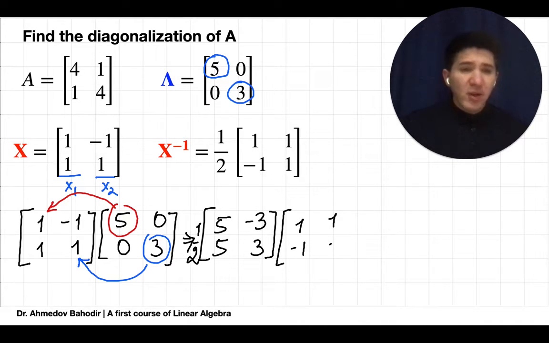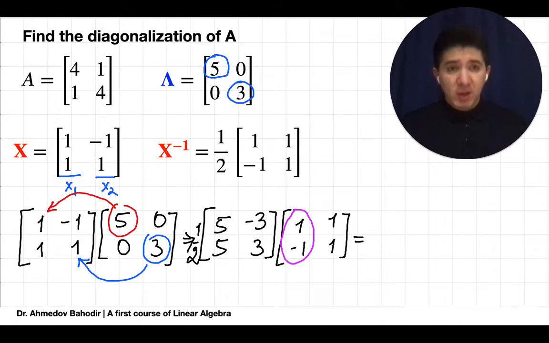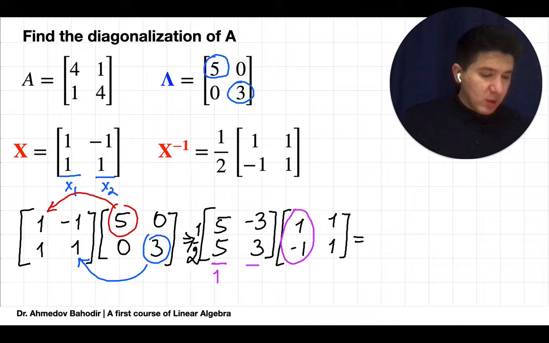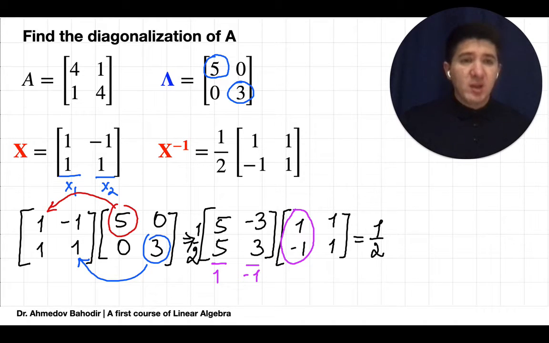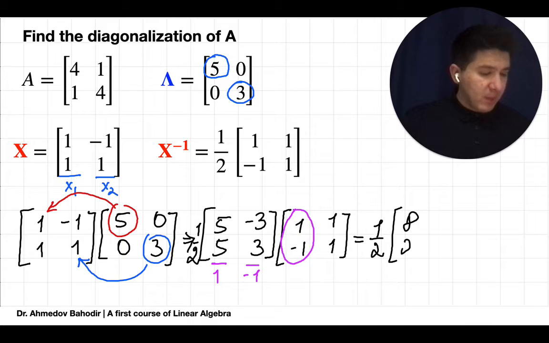There are different ways to multiply two matrices. I would like to multiply these two matrices as linear combinations of the columns of the first matrix. The entries of this column are used as the coefficients of the linear combination. So the first column is multiplied by 1, and the second column is multiplied by minus 1. It means I just need to subtract the second column from the first one. If you subtract the second column from the first one, you get 8 and 2.